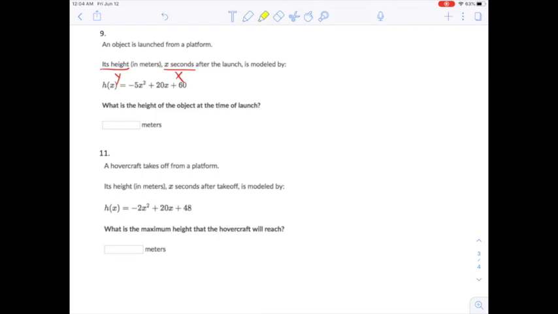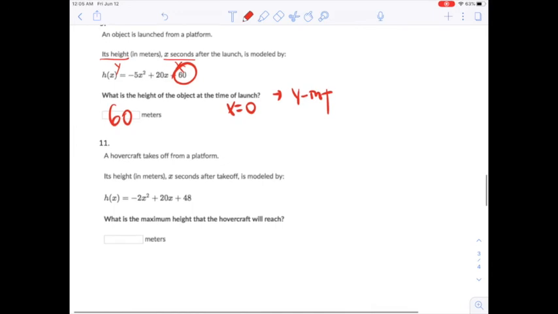And look at the question, guys. What is the height of the object at the time of launch? So at the time of launch, that will be the initial value when the time is 0, when you just started. What's the height? Then the question is asking for the y-intercept. So you put 0 into x. But this is standard form, so you can just get the y-intercept, which is 60. So the answer will be 60.